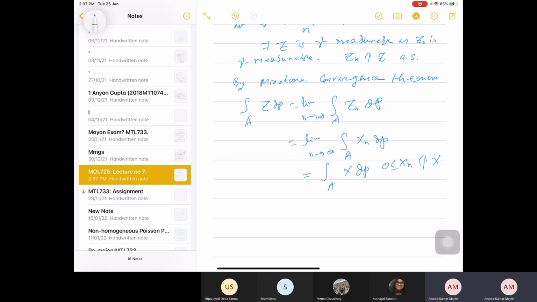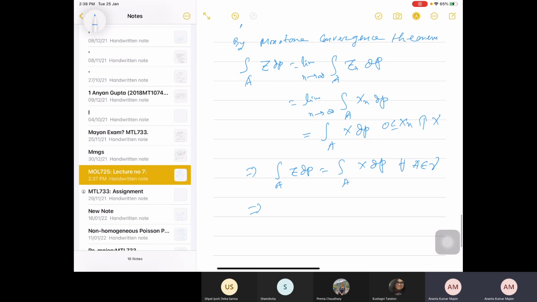So what I have then, integral over A of Z dP is the same as integral over A of X dP for all A in my nu measurable. Okay, so A is an event from nu. So this implies by definition that Z is equal to the conditional expectation of X given nu. So this completes the proof of existence of conditional expectation.